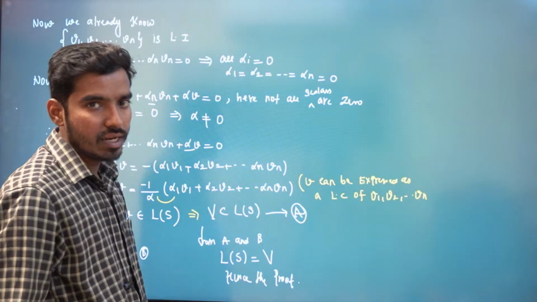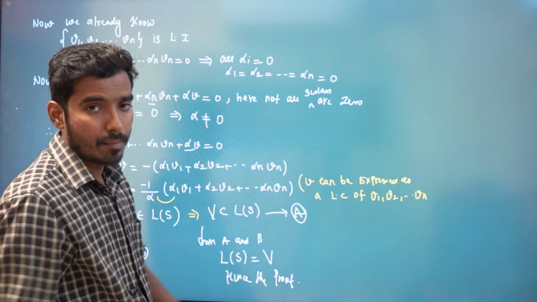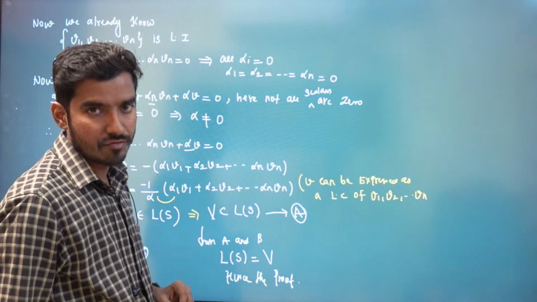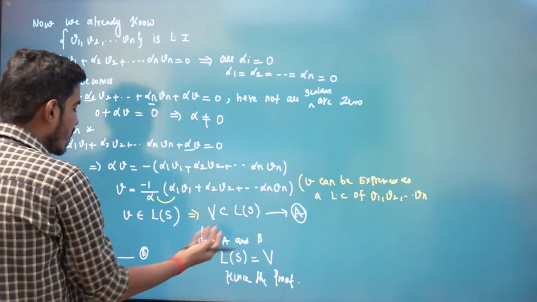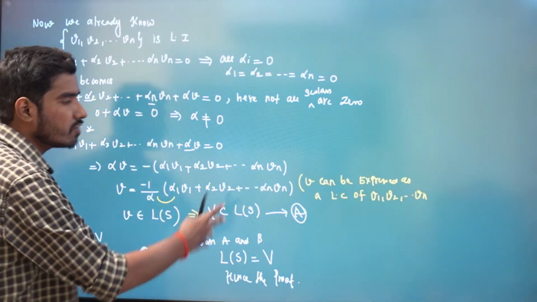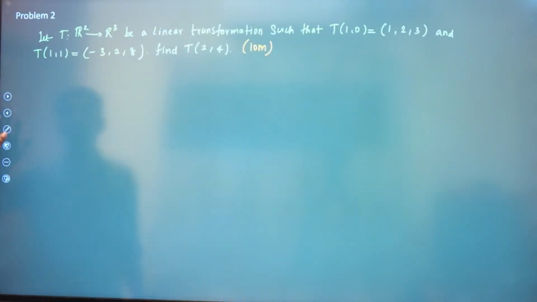I've taken a vector small v in capital V, and I have shown that v is also in L of S. That means v belongs to L of S, so V is contained in L of S. And obviously L of S is contained in V. Therefore V is equal to L of S. Right? Okay, so we'll move on to the next problem.